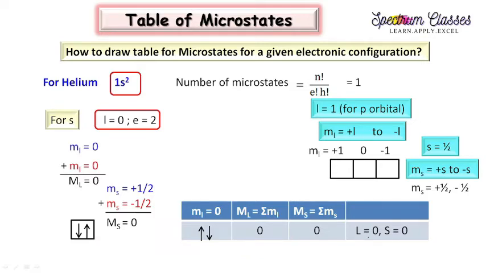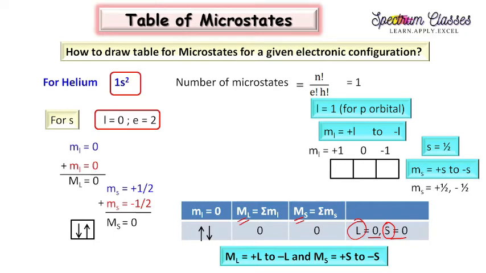Fine. Now coming to the L and S values. If we are calculating ML and MS, then how and why do I write this? This actually comes from here. Similar to ML, which has values plus L to minus L, the maximum value is plus L. And for S, MS is equal to plus S to minus S, so MS has maximum value plus S.